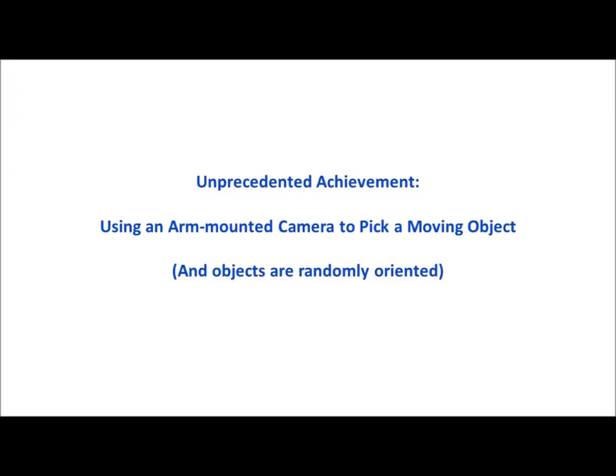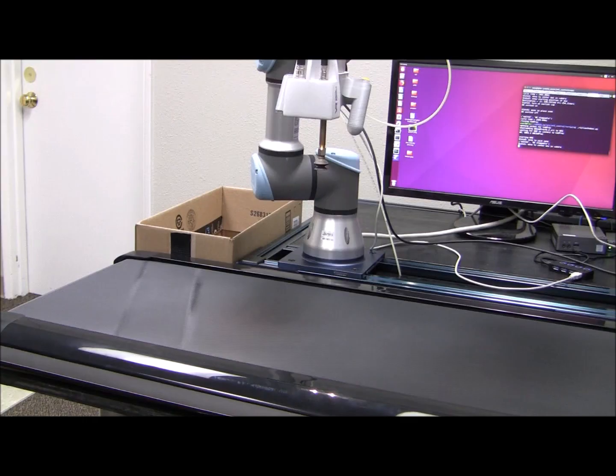We've never seen an arm-mounted camera guide a robot to pick up a moving object. We believe this is an industry first. The camera and the objects to be picked are both in motion. Let's watch.